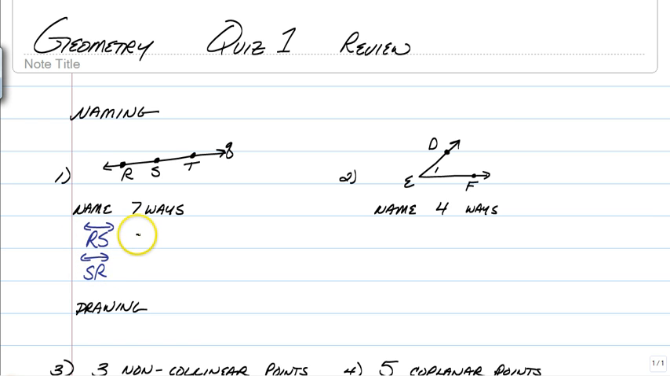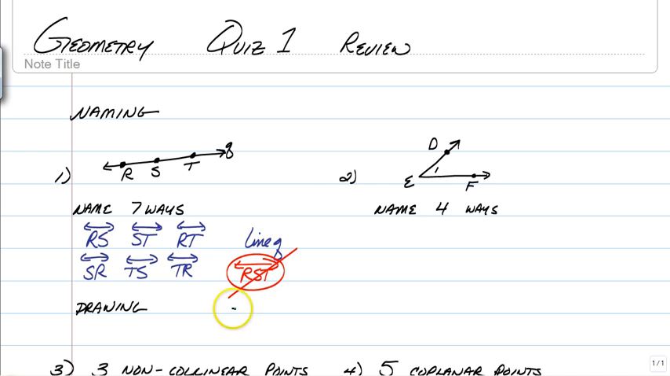You can have ST or TS, and then you can have RT or TR. And the 7th way is by just calling it line Q with the scripted letter in the corner. Remember, you do not name a line with 3 letters. That is bad. Do not do that. Okay?